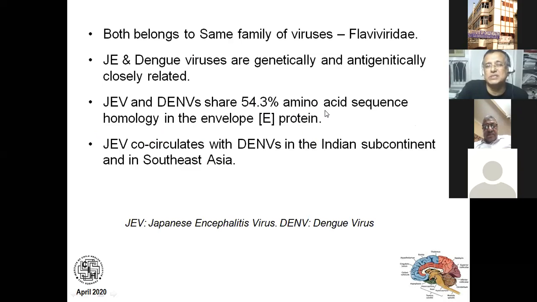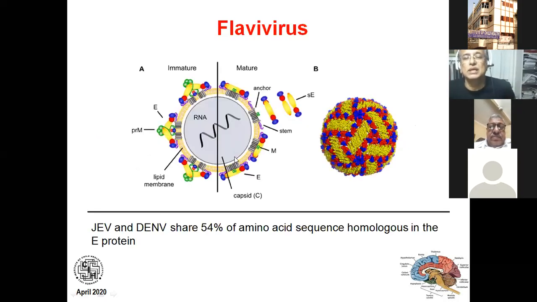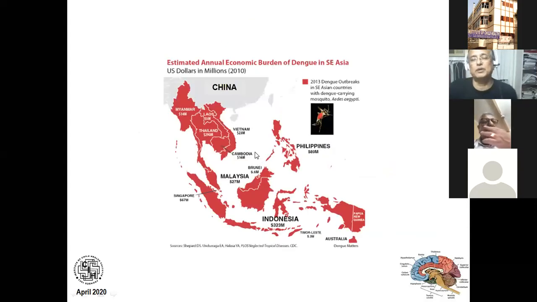53.5% of the amino acid sequence in the envelope protein is similar in Japanese encephalitis and dengue, and both these diseases usually co-exist and co-circulate in all the places. So this is the envelope protein in which 54% of the amino acids they share. And now I'll show you another very important thing.